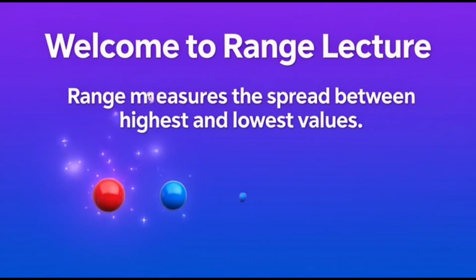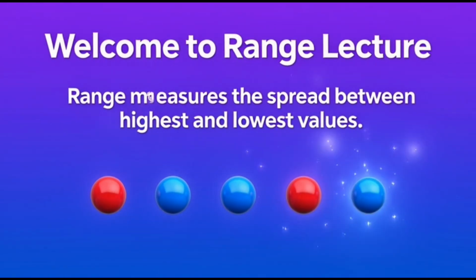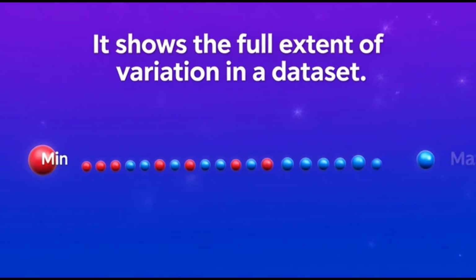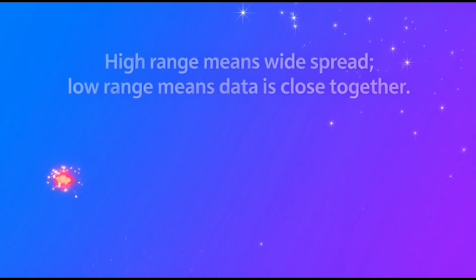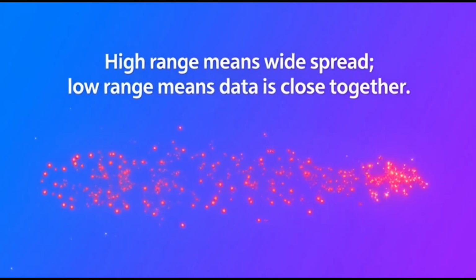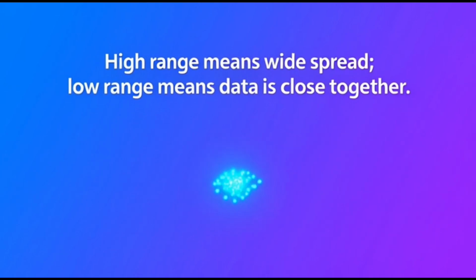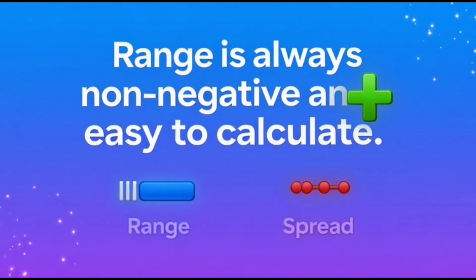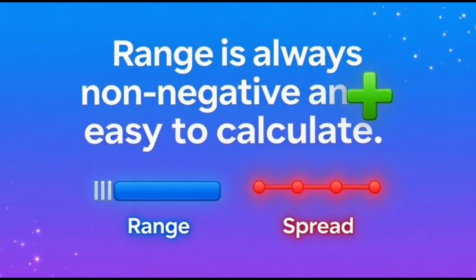Range is a simple measure of how spread out data is by finding the difference between the highest and lowest values. It indicates the full extent of variation in the data points. A high range means the data is spread out widely. A low range means the values are close together. Range is always non-negative and one of the easiest measures of spread to calculate.